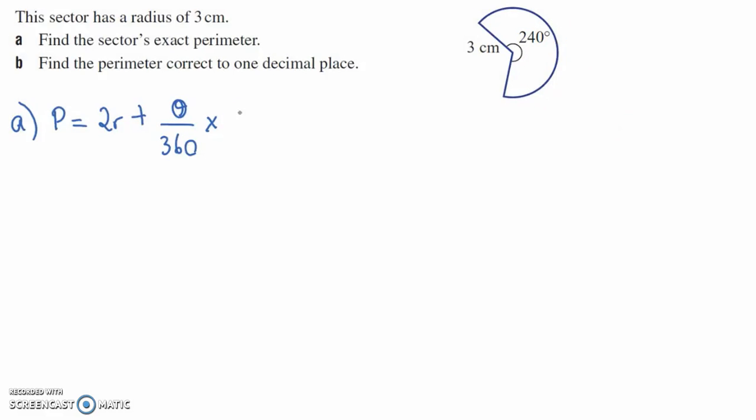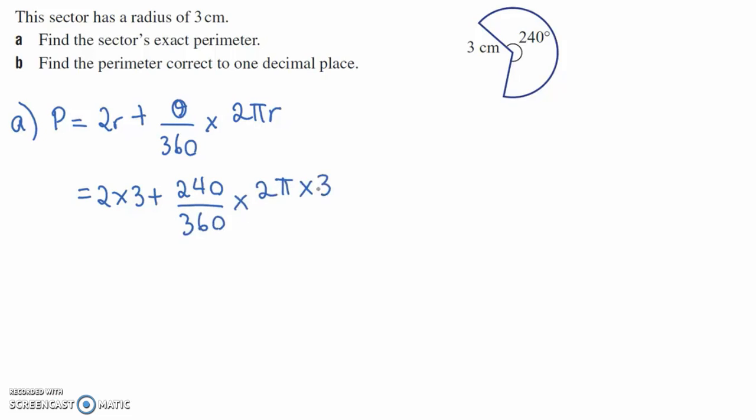Now we're told in the question that r is 3, so let's substitute r equals 3 into our equation. We're also told that theta is 240, so let's substitute that in also. Now let's simplify. Well, 2 times 3 is 6, and 240 over 360 is 2/3. Looking at our second term, you can see that we can cancel our 3's, and we're left with then 6 plus 4 pi. Now our units here are centimetres, so we need to add that on as well.